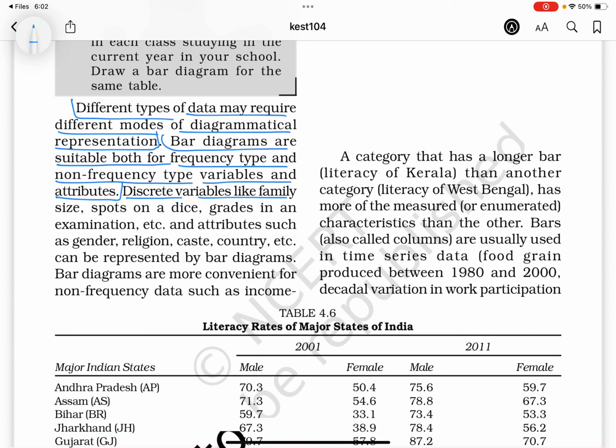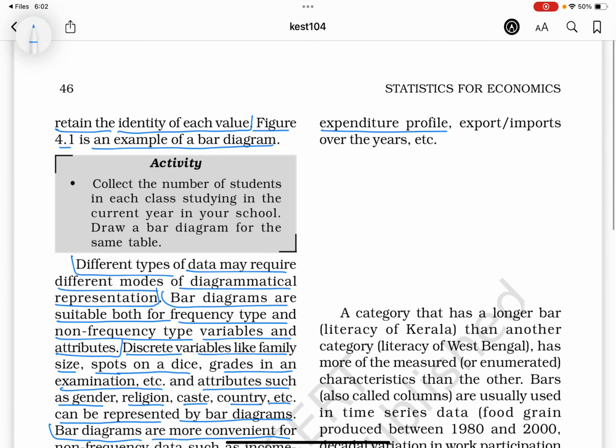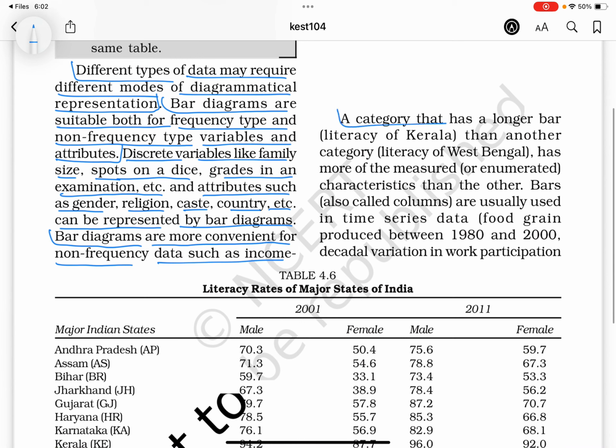Discrete variables like family size, spot on a dice, grades in an examination, etc., and attributes such as gender, religion, caste, country, etc., can be represented by bar diagrams. Bar diagrams are more convenient for non-frequency data such as income, expenditure profile, export imports over the years, etc. A category that has a longer bar, literacy of Kerala, than another category, literacy of West Bengal, has more of the measured or enumerated characteristic than the other.